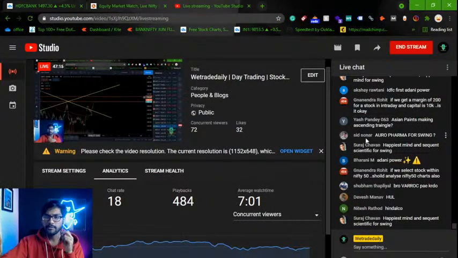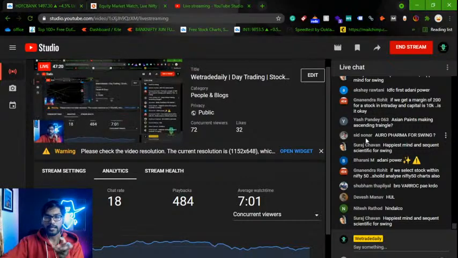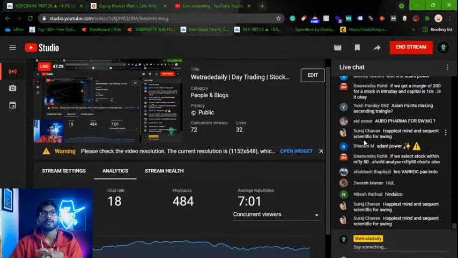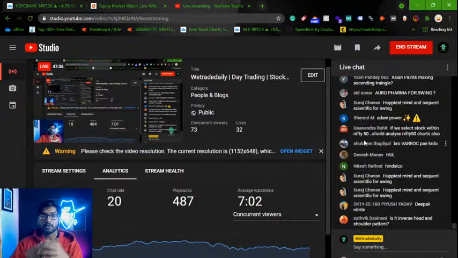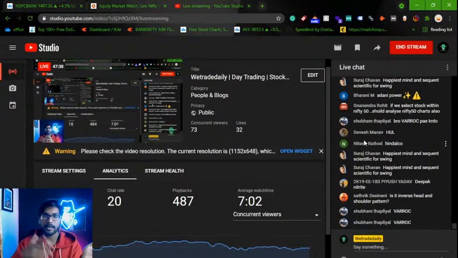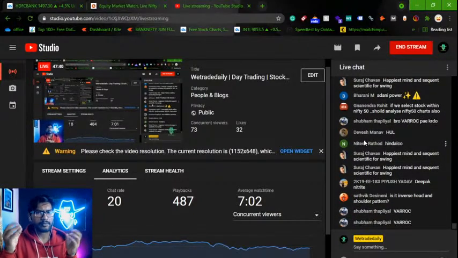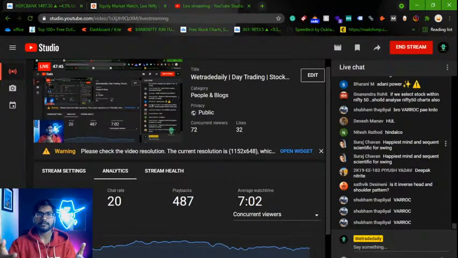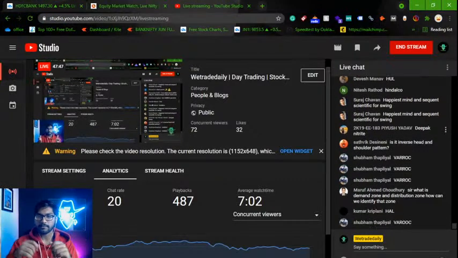Adani Power, okay. If you select stocks within Nifty 50, should you analyze Nifty 50 charts also? Exactly. If you are trading in Nifty 50, look at Nifty also. If Nifty is giving a bullish market, a bullish breakout, then look for stocks to buy. On a bullish breakout, don't look for bearish stocks. Keep a simple mindset, simple logic, don't make it complicated. Okay, we make things complicated. The market moves in a very simple way.